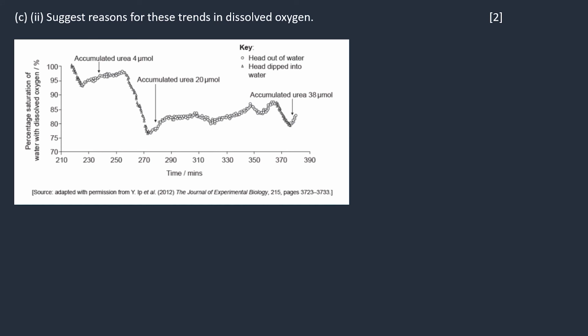Well, when the turtle's in the water, it can't use its lungs. And yet it still needs oxygen to carry out aerobic respiration. And so what is it doing? It's sticking its head in the water and absorbing the oxygen from the water. And remember, you can't use your lungs underwater as well. And so the only way to access the oxygen needed is by absorption of oxygen from the water.